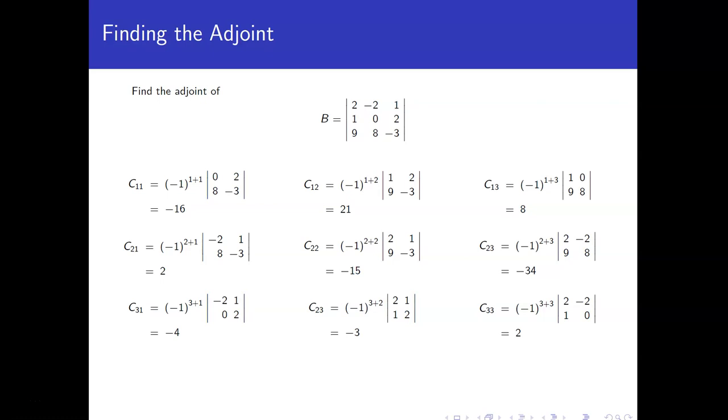Now again, to form the adjoint, we flip rows and columns. So C11, C12, C13 is going to be the first column in the adjoint. C21, C22, C23 will be the second column in the adjoint, and so on. So we see negative 16, 21, 8 down the first column. That was the first row of cofactors. 2, negative 15, negative 34 is the second column in the adjoint. That was the second row of cofactors. Negative 4, negative 3, 2 is our third column in the adjoint. That was our third row of cofactors. That's how you form an adjoint.